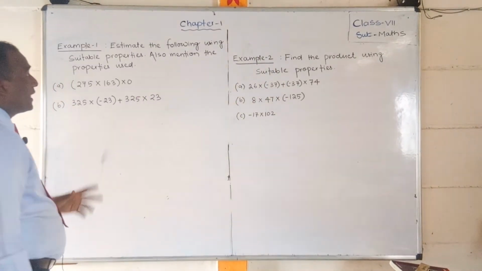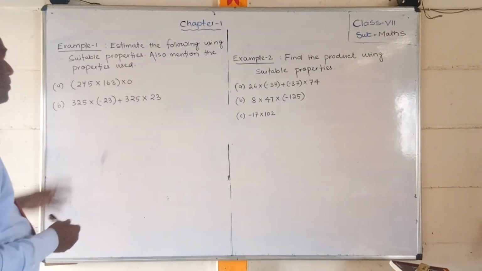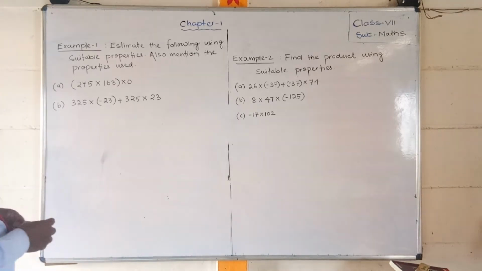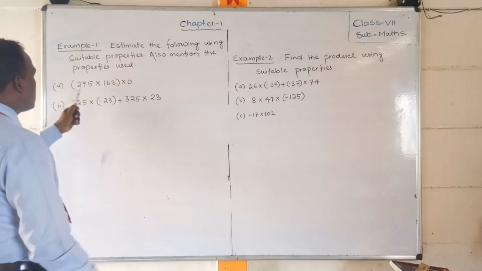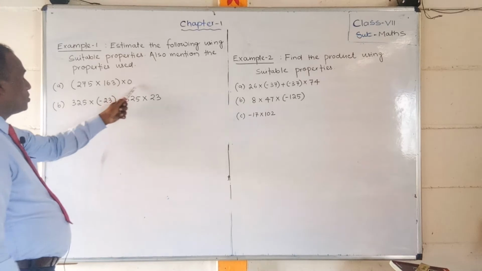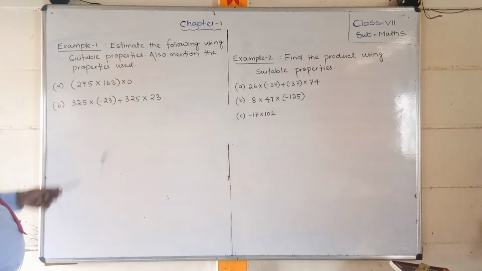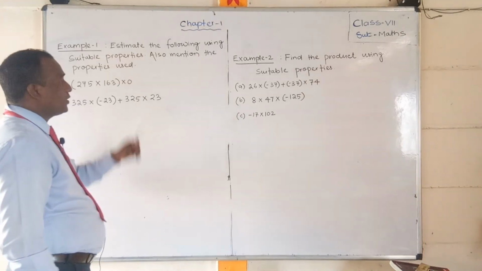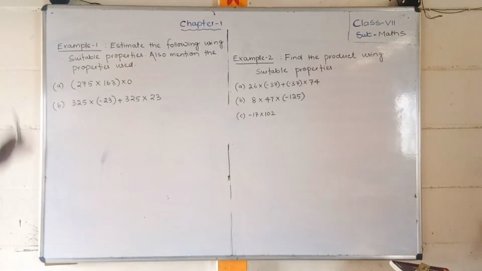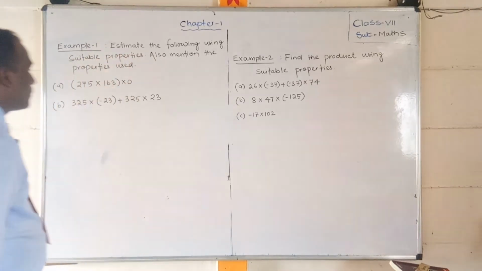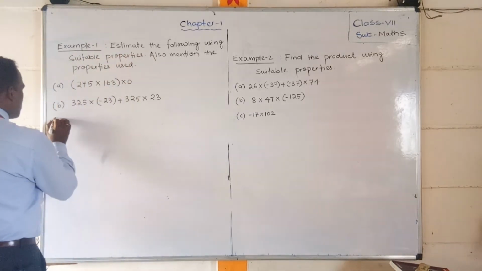First example: estimate the following using suitable properties, and also mention the properties used. First question: 275 into 163, whole, into 0. Second question: 325 into minus 23 plus 325 into 23. This is the first example question. First of all we will solve it, then we will discuss example 2. So let us start the solution.